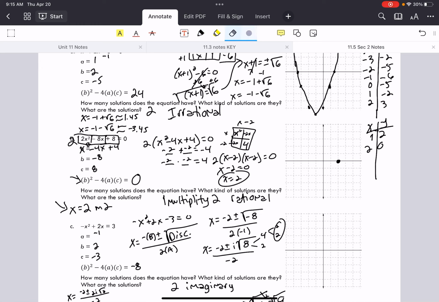Oh, I probably should have started at 0. You can just use your down arrow in the table to get more numbers. You guys with me?